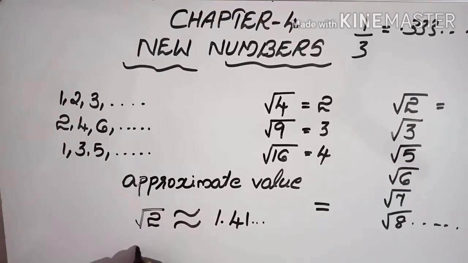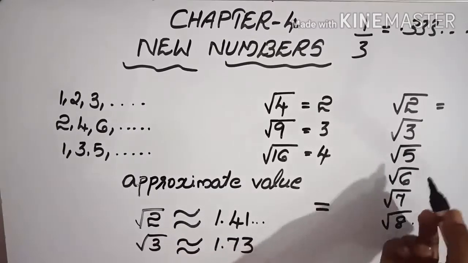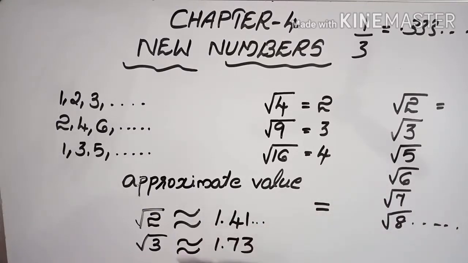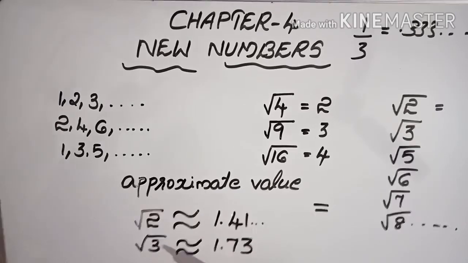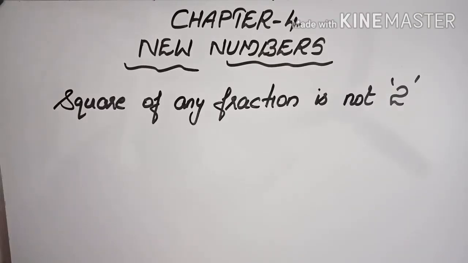Next is root 3. Root 3 is approximately equal to 1.73. Similarly, we can write root 5. Only these two numbers you just learn by heart: root 2 is approximately equal to 1.41 and root 3 is approximately equal to 1.73. In the first section you have to learn two concepts.